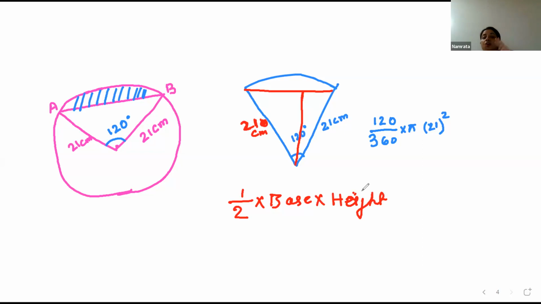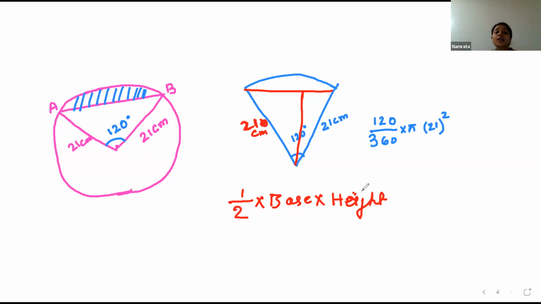What we want to do, from total sector, I want to cut down the triangle. I will take out the triangle, then we will be left with the shaded portion, right? So from the total sector's area, if we will cut down the triangle area, then we will get the segment's area. Is that clear to both of you? Yes, ma'am. So total sector area, easily we can find. I have written the formula also, that 120 by 360 into pi into 21 square. That is the total sector area.